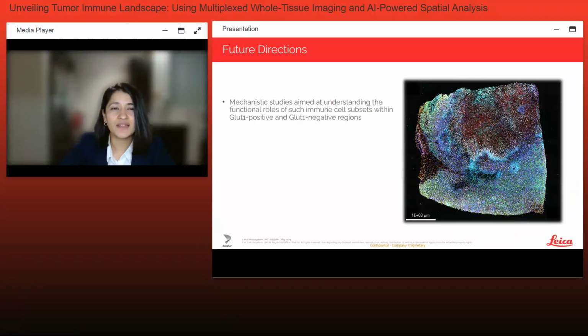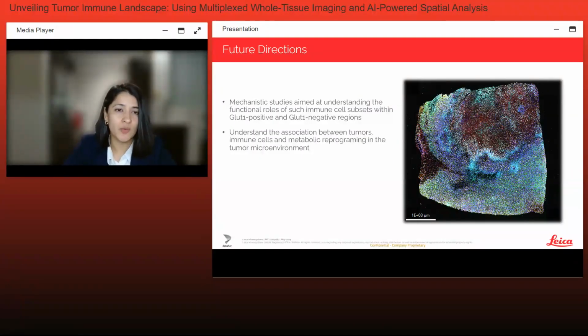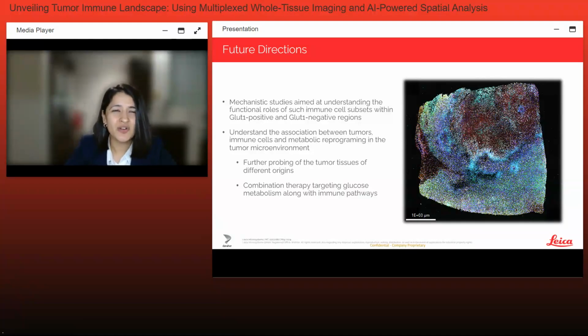Overall, these findings could provide mechanistic insights into the tumor immune microenvironment and really guide treatment approaches by further interrogating the functional role of such immune cell subsets within the GLUT1 positive and GLUT1 negative regions, and understanding the association between tumors, immune cells, and metabolic reprogramming within the tumor microenvironment. And this might require further probing of the tumor tissues of different origins.